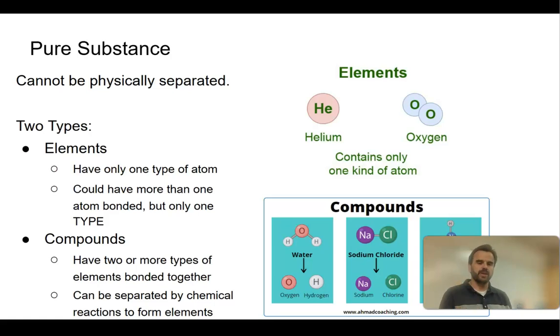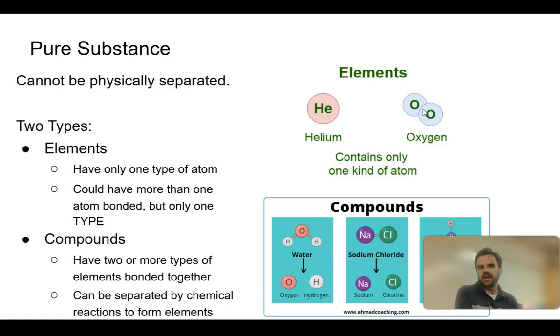Now, there's a clarification though. A lot of the times, the elements will come in a form where they have more than one of the same atom together. An example of that is oxygen, which always comes in a pair. You always have two oxygen atoms bonded together. Again, it's still an element because it only has one type of atom. They're both oxygen atoms, but they are bonded together. This is what we call a diatomic element.